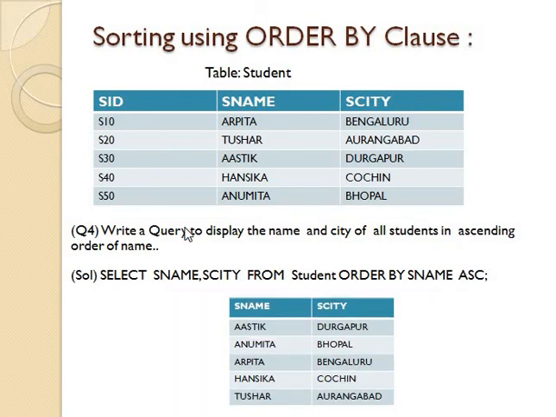Now note one thing, that in the earlier query, when you are asked to display the name and city of all the students in ascending order, you have used the ASC keyword. But note that the use of the ASC keyword is optional, because by default the sorting order is ascending. So the use of this ASC keyword is not necessary when you are asked to display the names and city of all the students in ascending order of name.